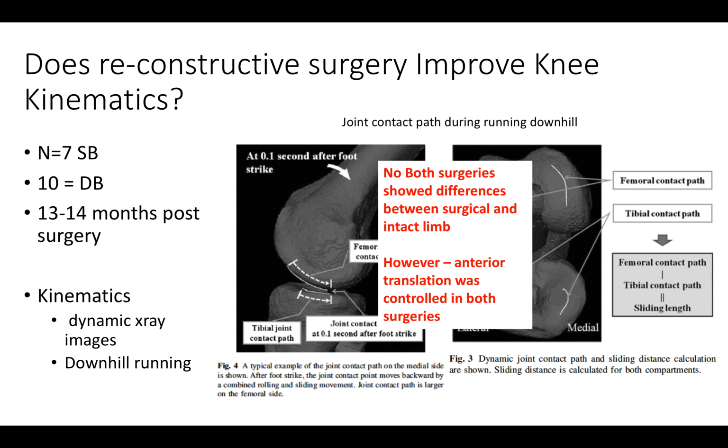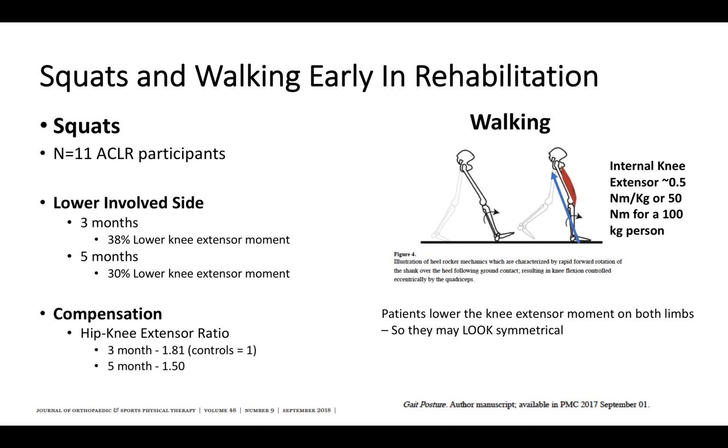And so by doing that, they were able to establish that both surgeries showed differences between surgical and the intact limb. However, anterior translation was controlled in both. So anterior translation was actually over-controlled in both. So surgery doesn't really restore normal kinematics, although it does help control anterior translation.